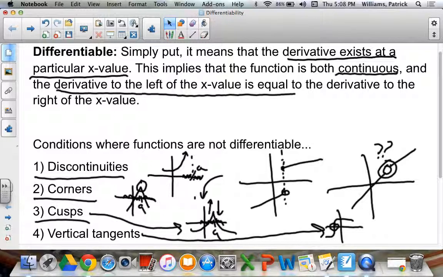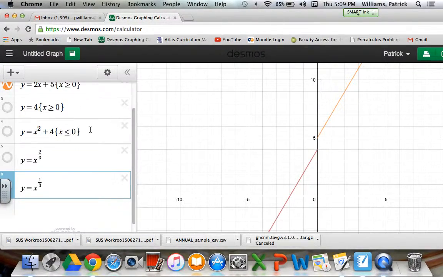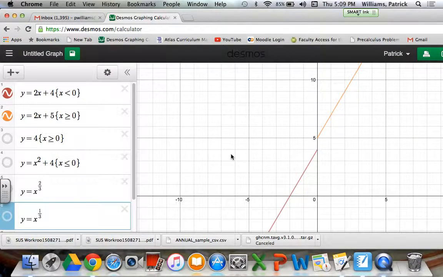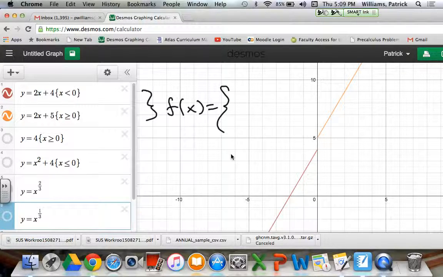So let's look really quick to a Desmos file which kind of illustrates these. So first of all, we'll see these two functions plotted right here. Now, if I asked you what this function would be, if you combine these two functions, we could have a piecewise function where f of x would be equal to 2x plus 4 when x is less than 0, and 2x plus 5 when x is greater than or equal to 0. So therefore, we would have a closed circle right here, an open circle right here.